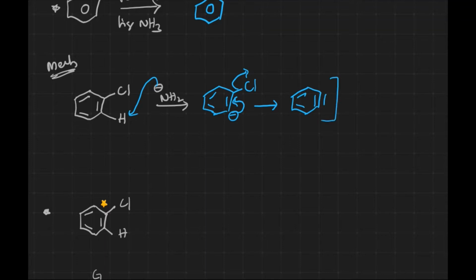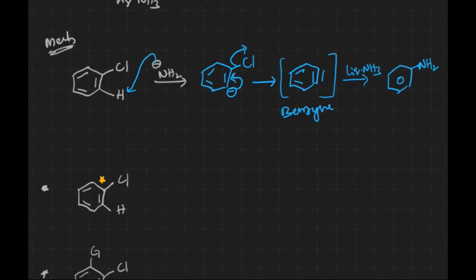This particular molecule, we can call it benzyne. Followed by the addition of liquid NH3, liquid ammonia gives what? Aminobenzene or aniline. Now this is a symmetrical one. NH2 might be added anywhere, right? We can't differentiate the position.